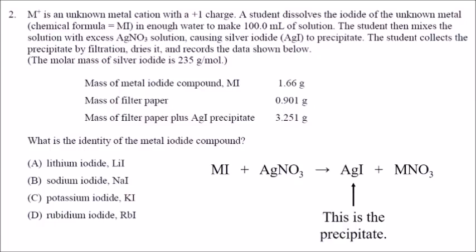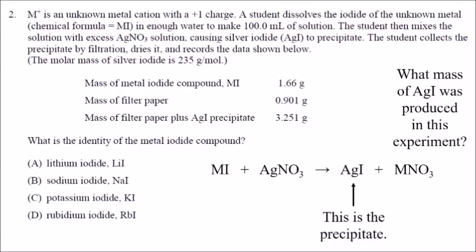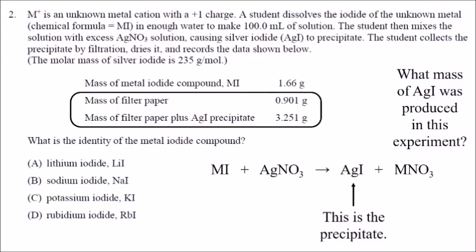Since we don't know the identity of the mystery metal, we have to figure out how many moles of silver iodide were produced. Then we can figure out that must be the number of moles of MI that reacted. So what mass of silver iodide was produced in this experiment? Based on the data, if we subtract 3.251, the mass of the filter paper plus the precipitate, minus the filter paper itself, we get 2.35 grams of silver iodide.